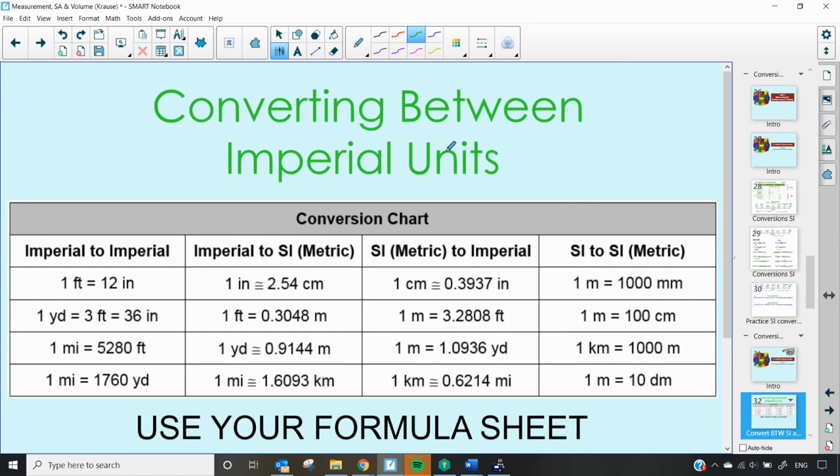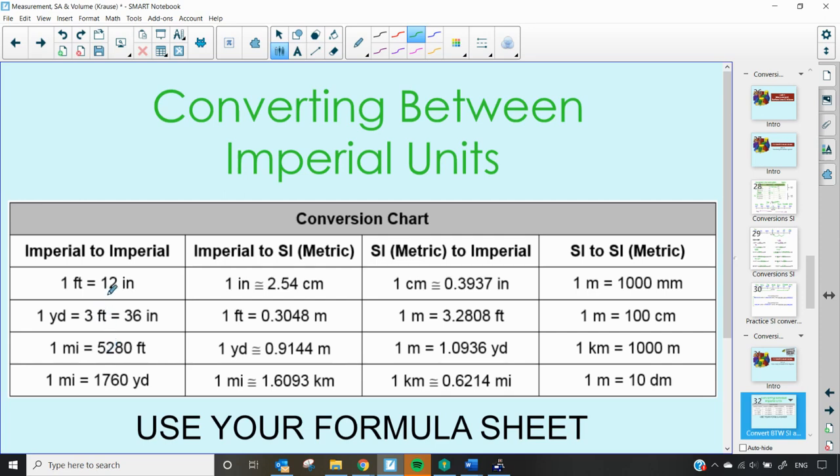All right, so when we're converting between units, whether we're converting between imperial units and metric or imperial and imperial, ultimately we're going to need a conversion chart. On your formula sheet, you have this chart, and we're going to be using it throughout the lesson to convert units. Today we're going to be starting with imperial units.